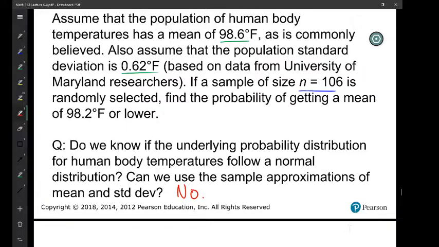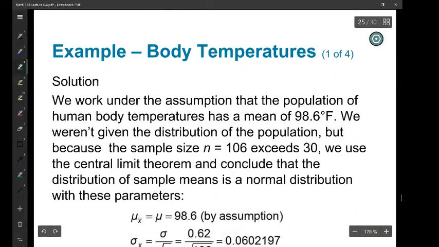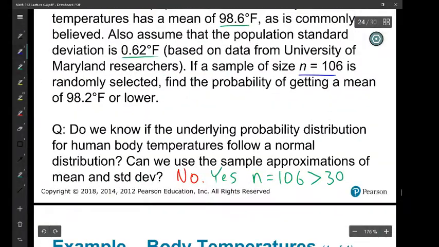But can we still use the sample approximations for the mean and standard deviation from the central limit theorem? Well, yes. And the reason is because the sample size is greater than 30. So n is equal to 106, which is greater than 30. So that means our adjusted mean is the same mean, 98.6.